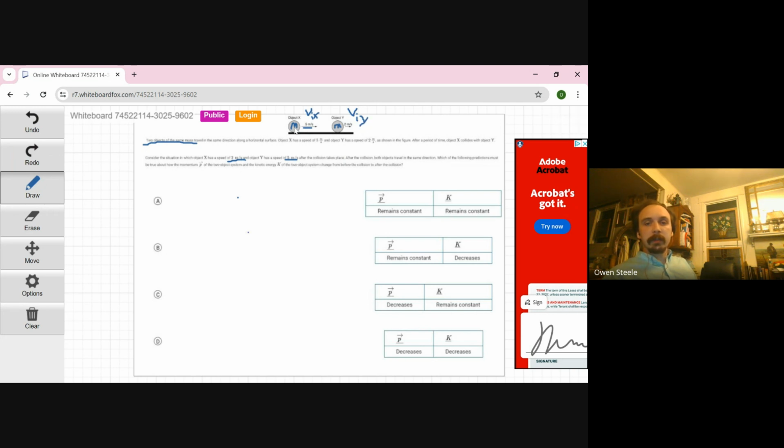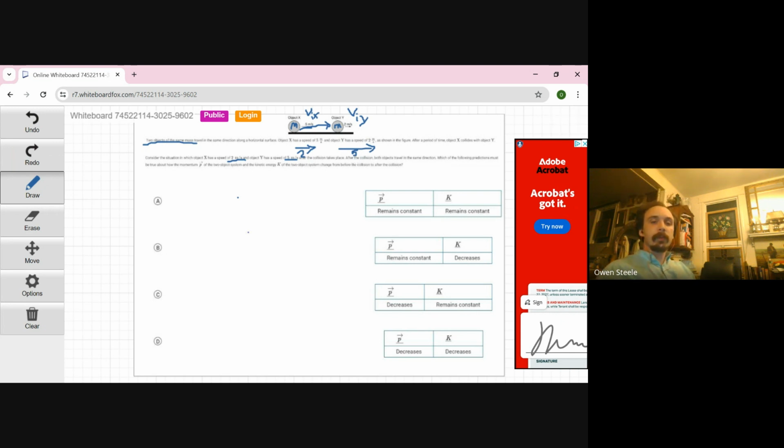And then this one will transfer some of its momentum and kinetic energy to this object Y. So object X then slows down, we're told, and afterwards has the 2 meter per second speed. Object Y will have the 5 meters per second after. Right? So after, this will be going quickly, and this will be going slowly. So it's asking what will stay the same, what will change.